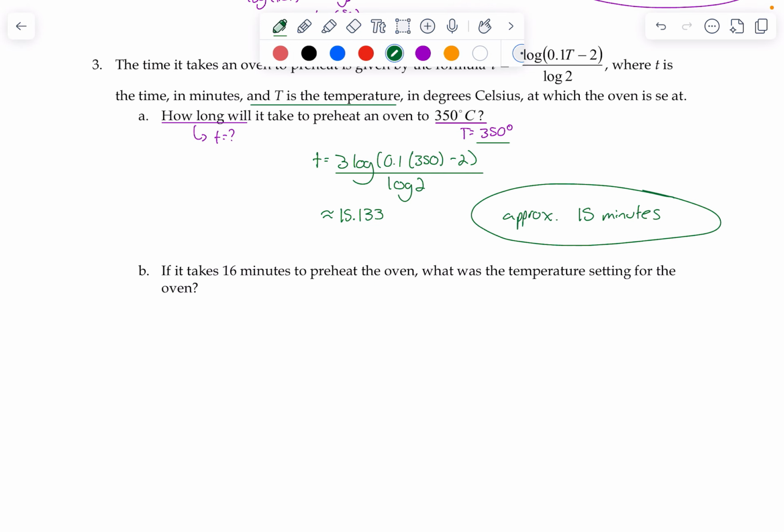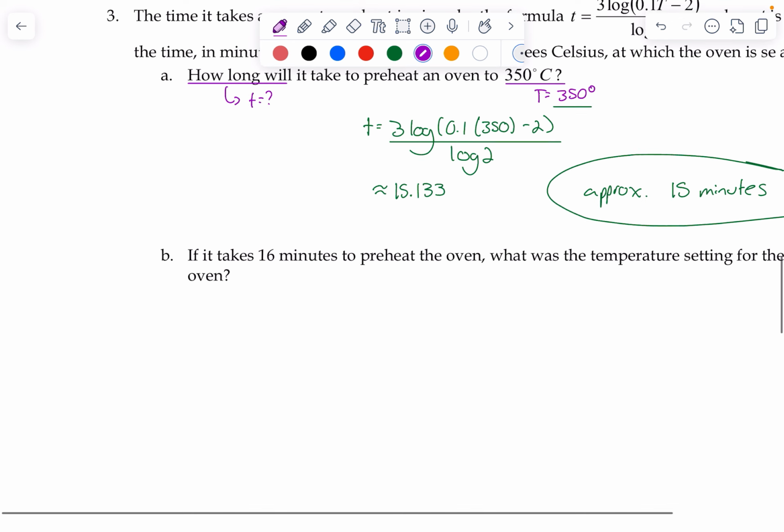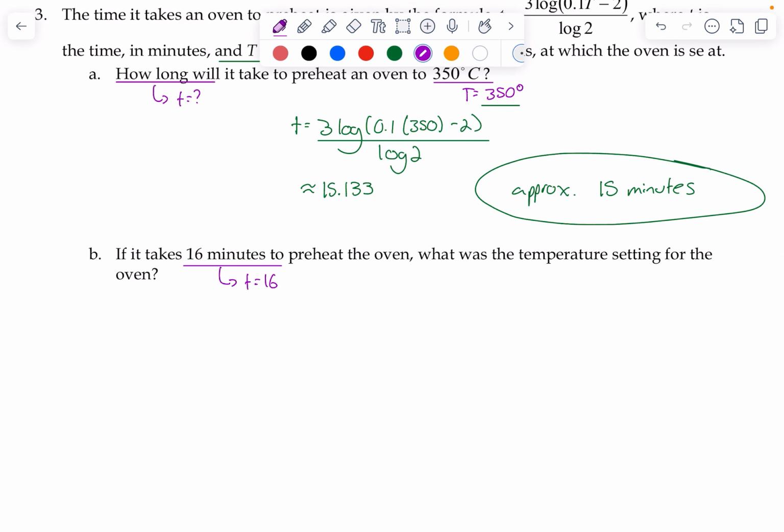If it takes 16 minutes to preheat the oven, what was the temperature setting for the oven? All right, so now it's kind of the opposite direction, or opposite variable we're solving for. It's giving you little t. Oh, so t is 16. And what was the temperature setting? So what was the temperature? That aspect is asking you what is big T.